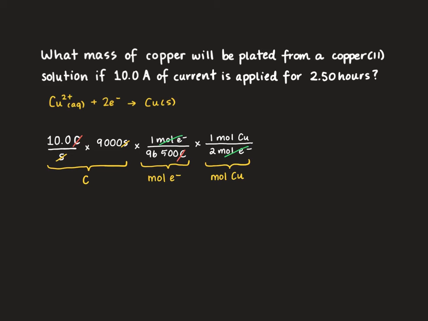And lastly, when we're trying to solve for mass, we're going to use our molar mass. We know that there's 63.55 grams of copper in 1 mole. So at this stage, we've now solved for grams of copper, and our units will cancel such that we're left with only grams. For our final answer, we get 3 significant digits. So we're going to have 29.6 grams of copper.